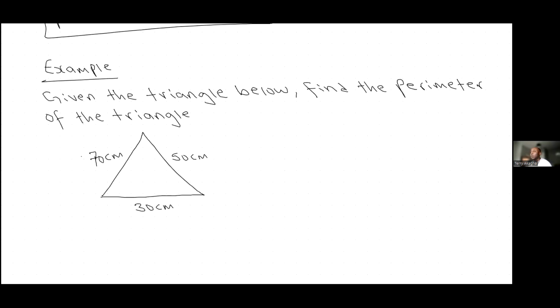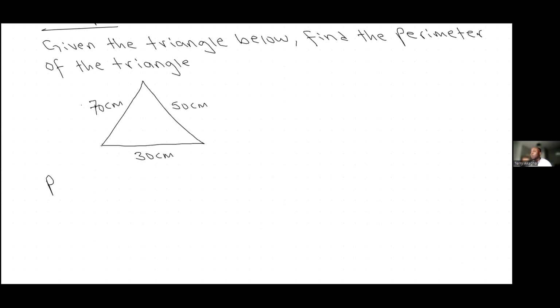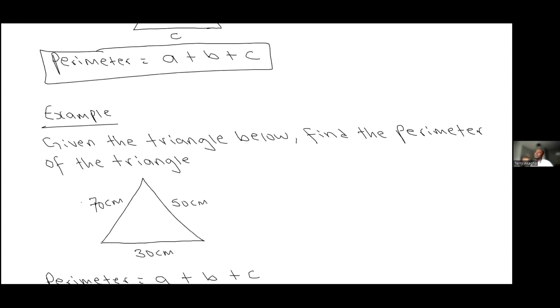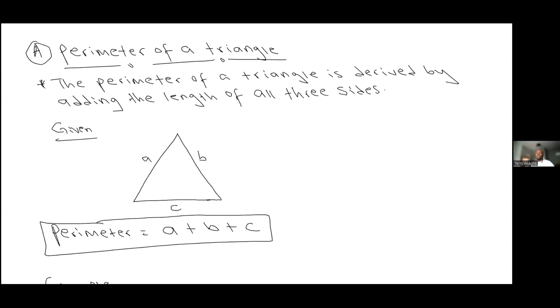The perimeter for this triangle, we know, is equal to A plus B plus C. So that means this is going to be equal to 70 plus 50 plus 30. And when you solve that, it should give you 150 centimeters. And that's how you find the perimeter. I'm not going to waste so much time on perimeter because it's really straightforward. With perimeter, you just need to add all three sides together.